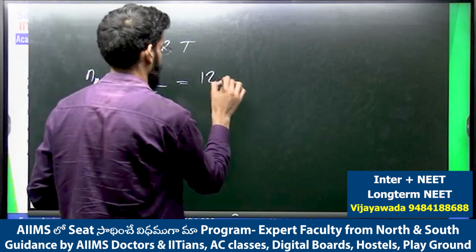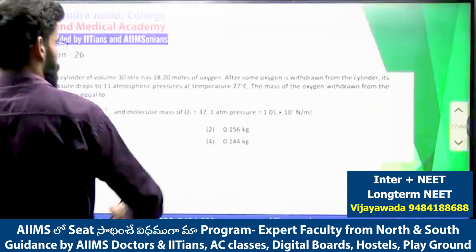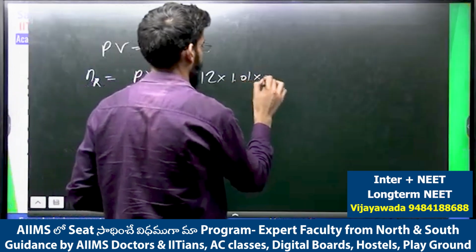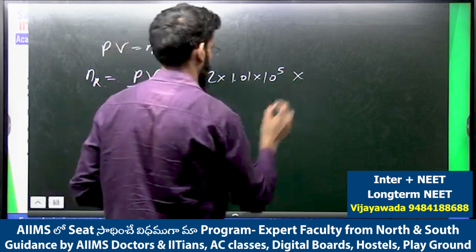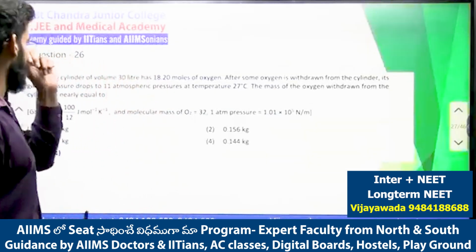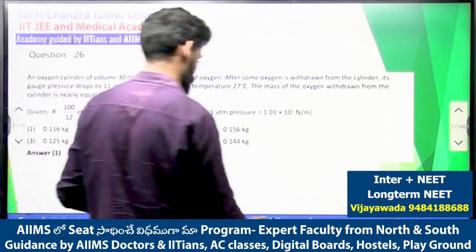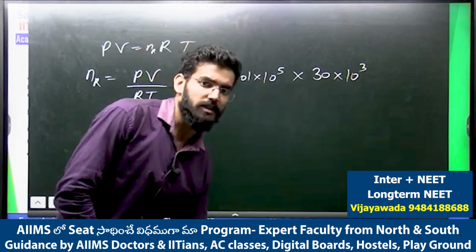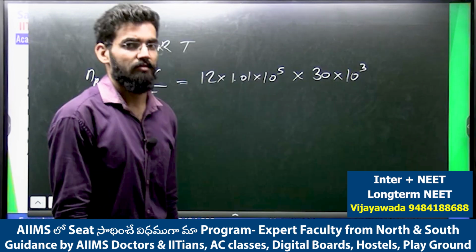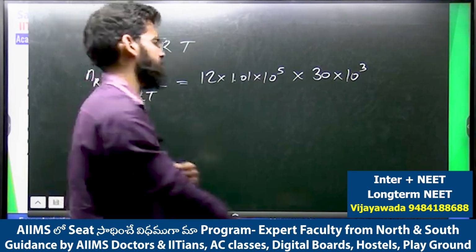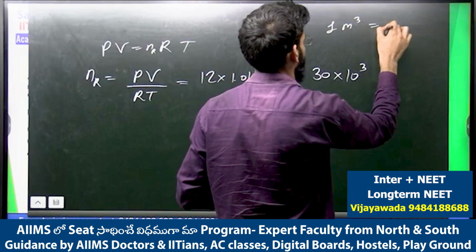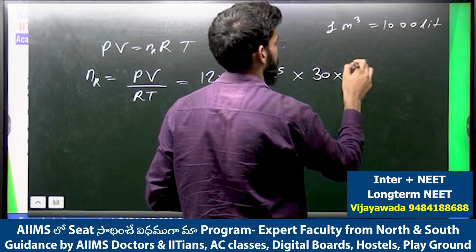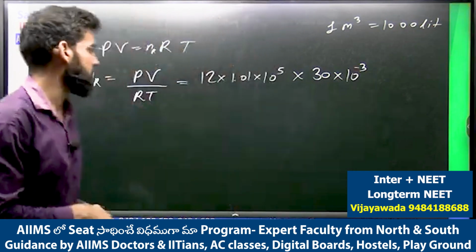So pressure is 12 into, in atm. To convert atm, you do 1.01 into 10 to the power 5. This is pressure, and volume is 30 liter. 30 liter you can also convert, 30 into 10 to the power minus 3, which will come in meter cube. Liter to meter cube, I think you know: 1 meter cube equals 1000 liter.